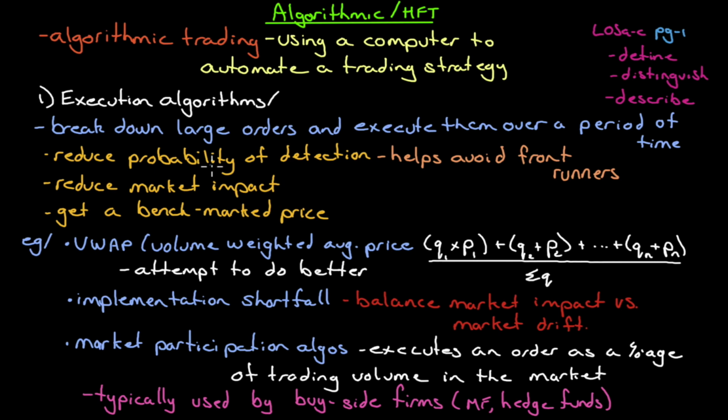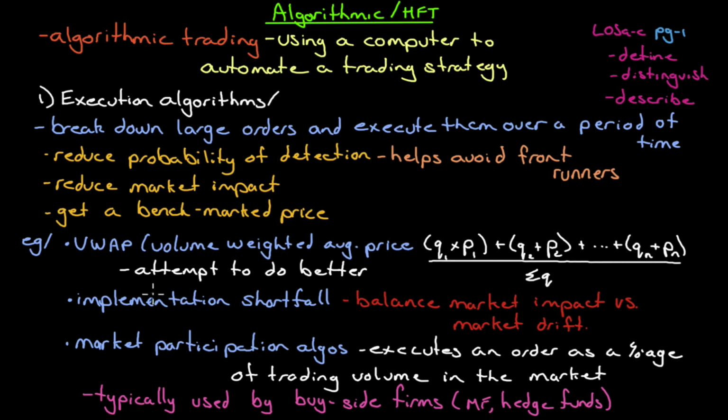So if I can break down the large order and execute them over a period of time and send them to different exchanges, nobody knows I'm coming, right? Reduces market impact. One big order executed at the market will move the market. One big order as a limit order will induce other people to buy in front of me and move the market. This way, I'm undetected. And I can get a benchmark price as opposed to having to pay all on the way up.